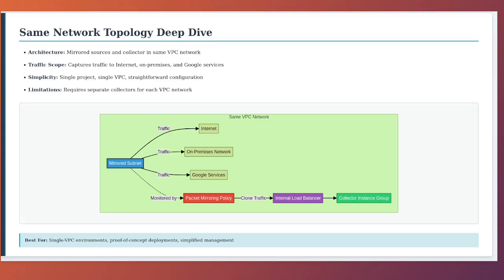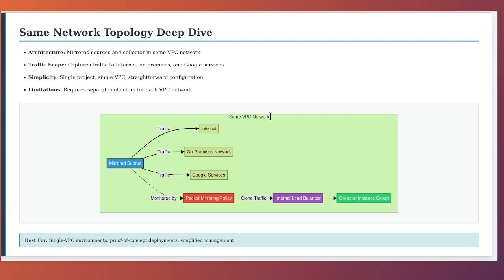Same network topology deep dive. Let's examine the simplest packet mirroring topology in detail, where both mirrored sources and the collector destination exist within the same VPC network. This configuration is straightforward to implement and understand, making it ideal for organizations just getting started with packet mirroring or those with simpler network architectures.